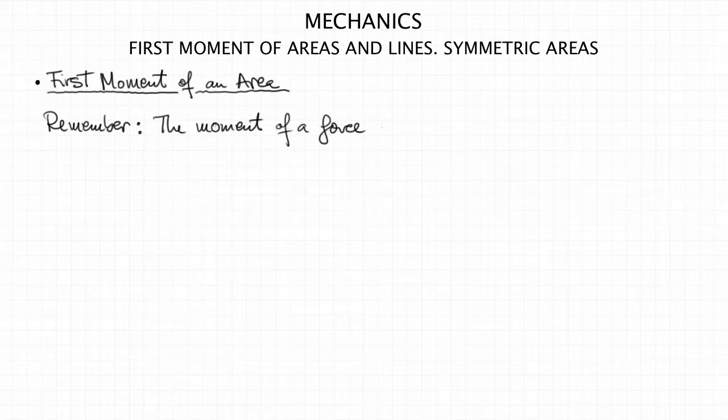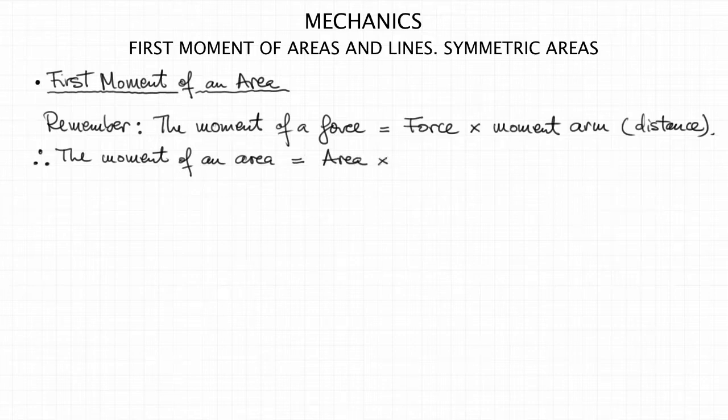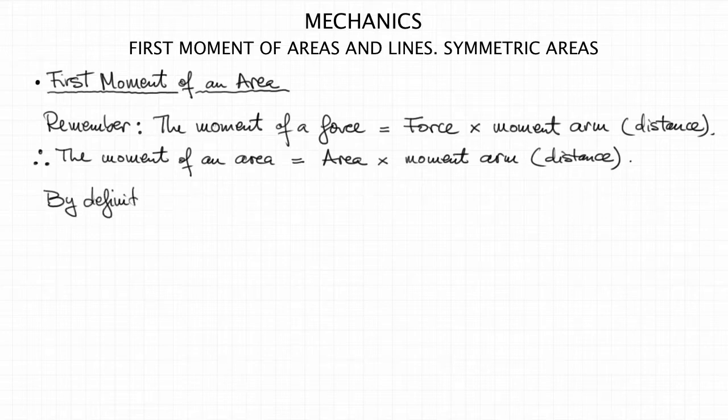And what is a moment? If you remember, the moment of a force is the tendency of the force to rotate about a point, and it's calculated by multiplying the magnitude of the force by the moment arm, which is the distance from the force to the point about which we calculate that moment. Now, we can calculate the moment of an area just by multiplying the area times the moment arm, which is the distance from the centroid of the area to some point about which we calculate this moment of the area.